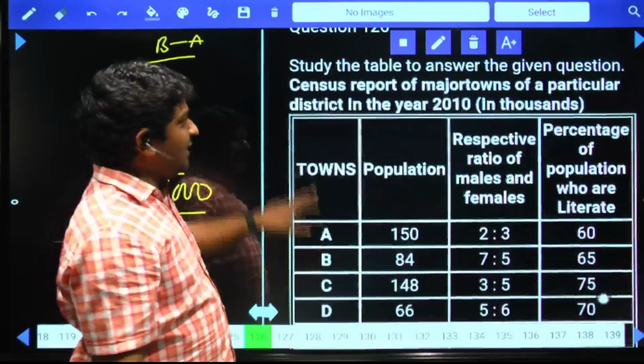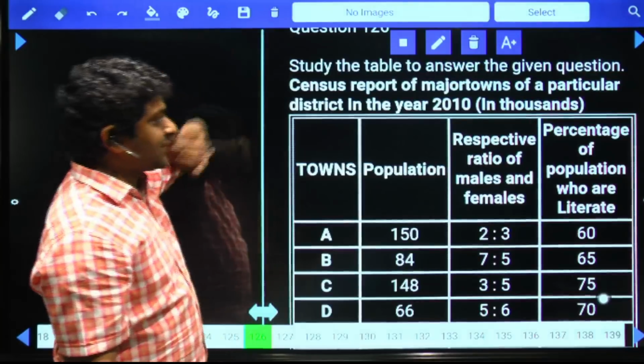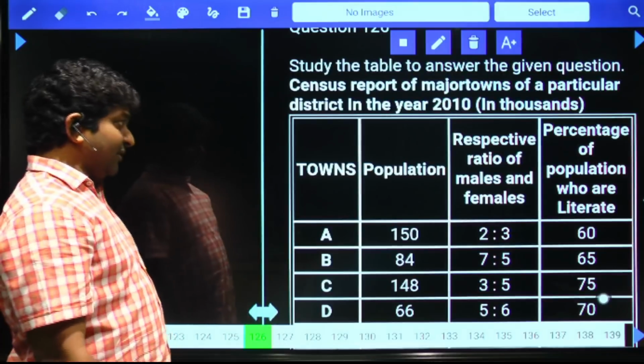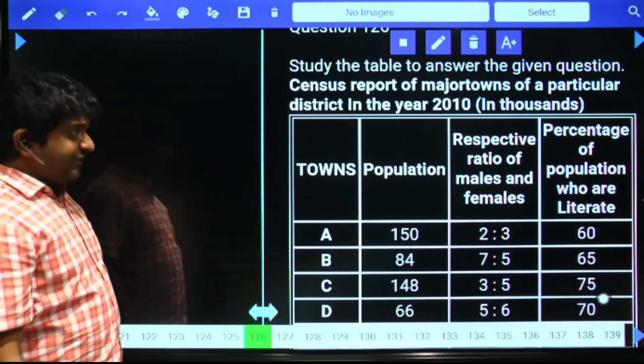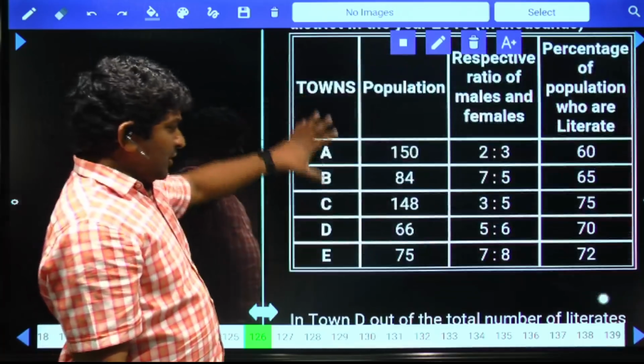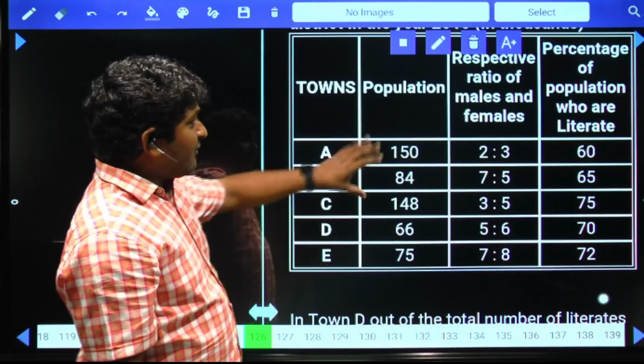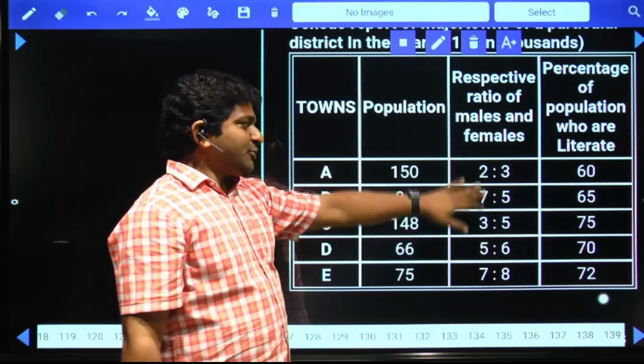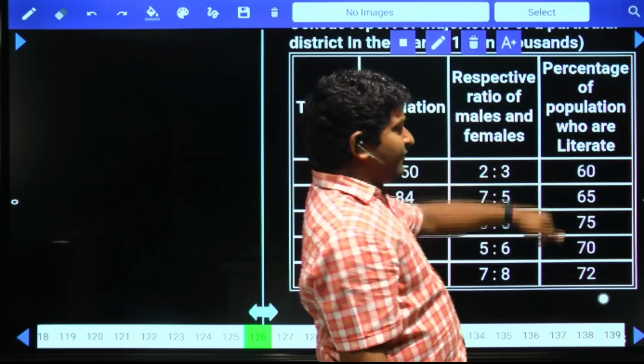Alright, we are done with that. Now next is something else. The census report of major towns of a particular district in 2010. So towns A to E, 5 towns we have, and then population we have. Population is given in thousands. Respective ratio between male and female, percentage of literates.